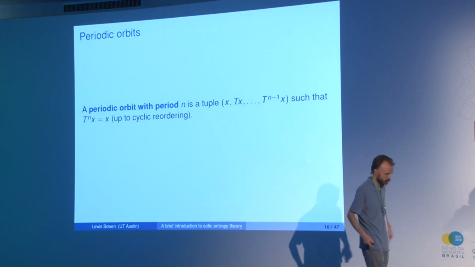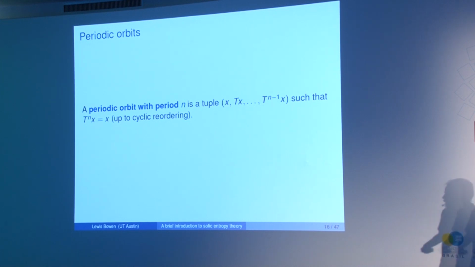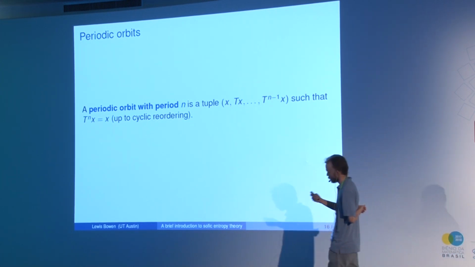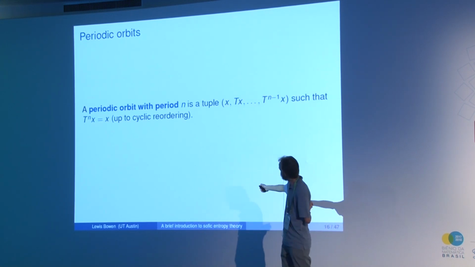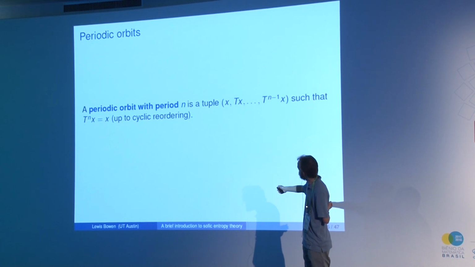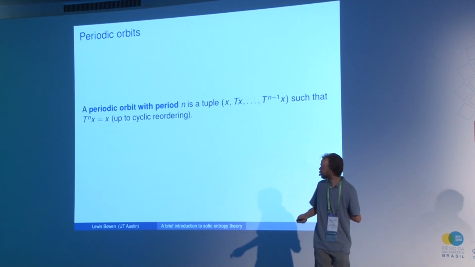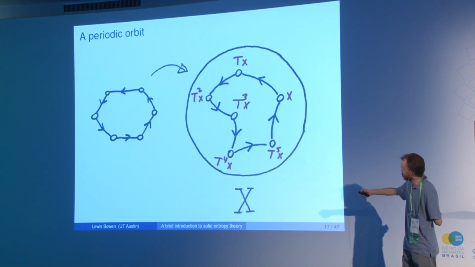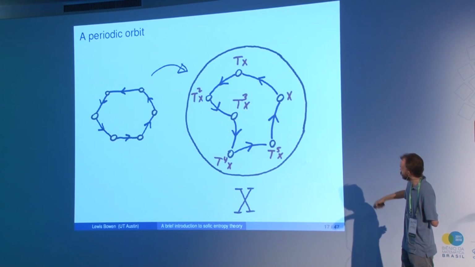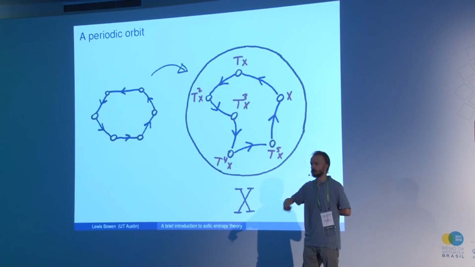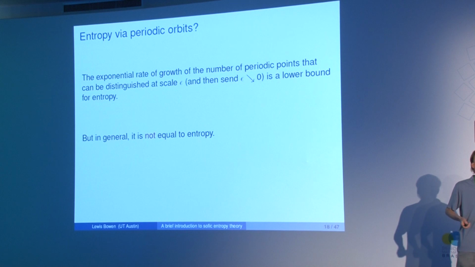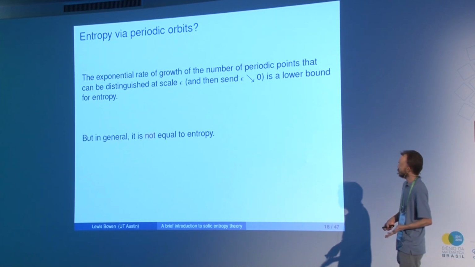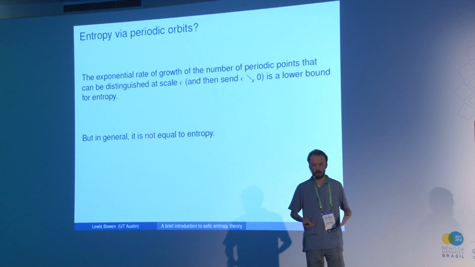Okay, let me just keep thinking a little bit, just to see how the progression of ideas goes. A periodic orbit is something that's well studied in dynamics. And so it just means that we have an n-tuple where Tn of x is x. I like to think of it as just a map from the discrete n cycle into X, which is equivariant. Now, the exponential rate of growth of the number of periodic points does not give us entropy. It's a lower bound on entropy, but it's not entropy in general.